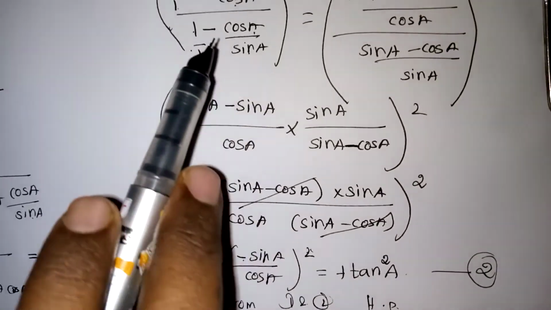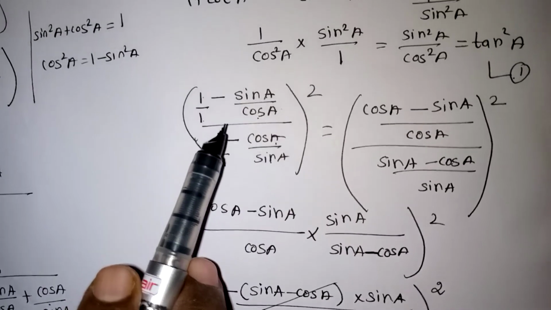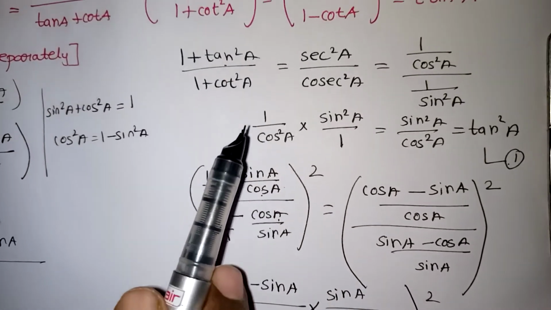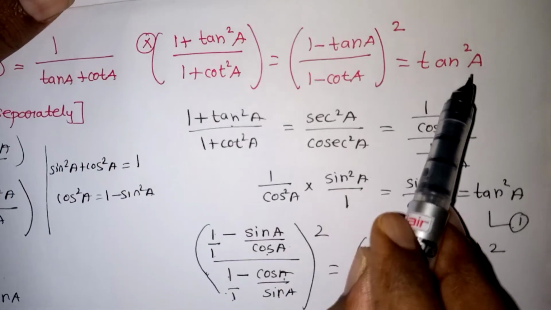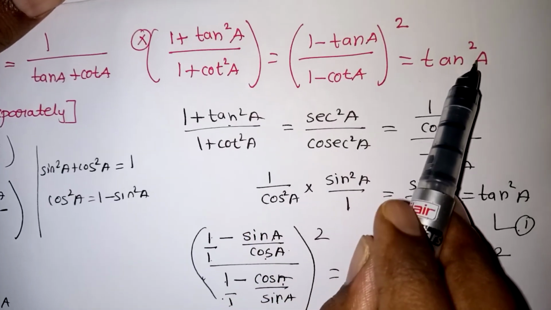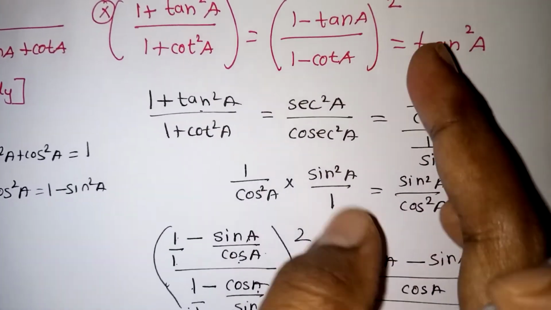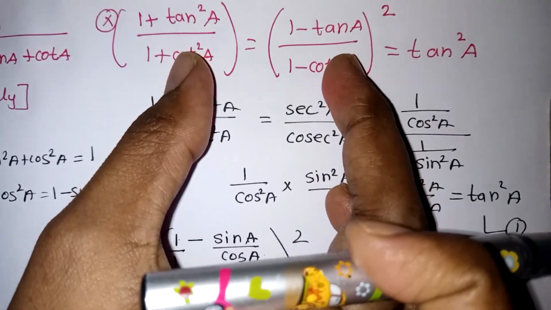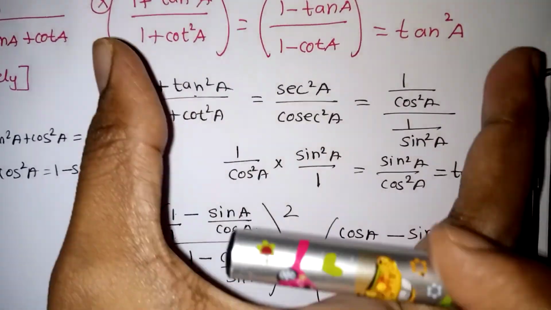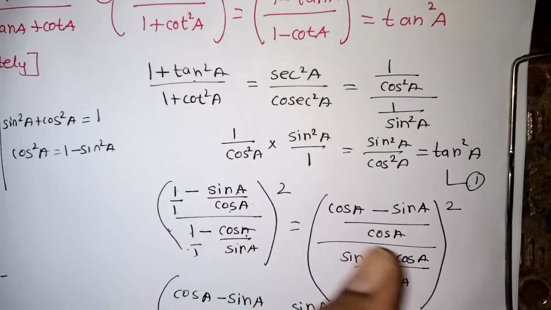Look at the question once. We have proved the first term is equal to tan² A, the second term is equal to again tan² A. First is equal to tan² A, second equal to tan² A. So these two also equal. From 1 and 2, all these three are equal. After completing, you write the question as it is, hence proved, you just write it.